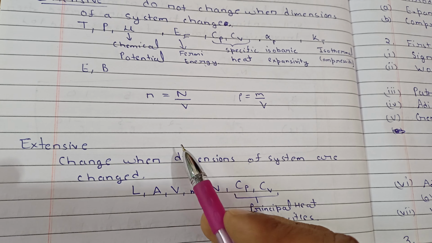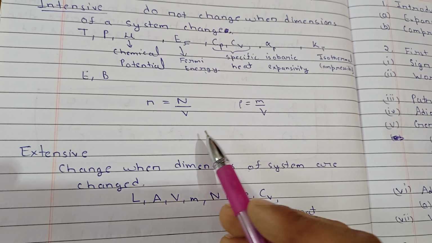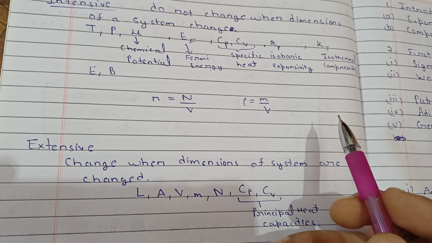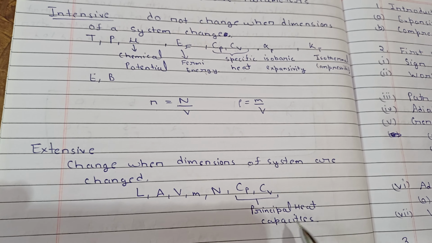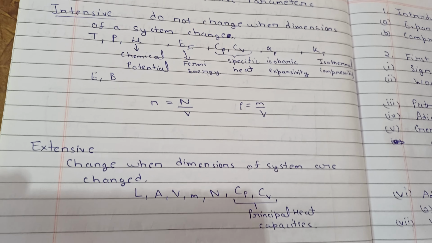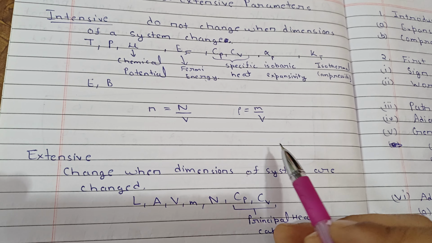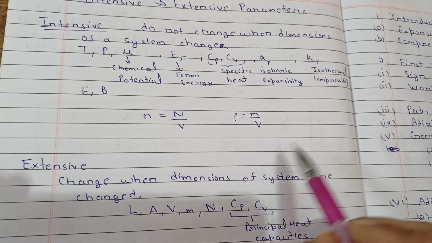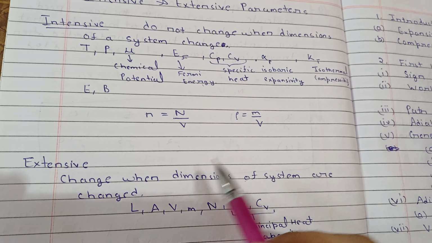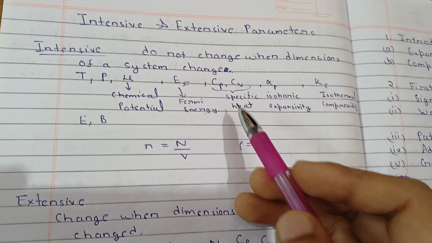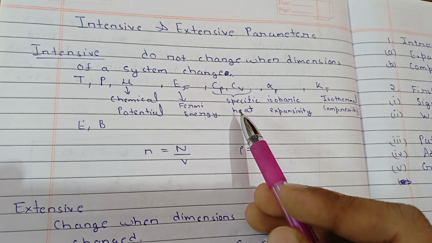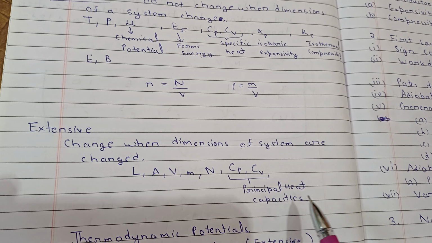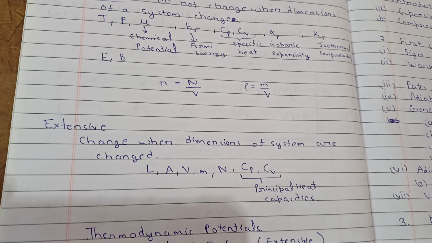Like the number of particles can increase, box length can increase, area can increase, volume can increase, and the principal heat capacities can increase. So what is the difference between principal heat capacity and specific heat? The principal heat capacities depend on the mass. Larger the mass, larger will be the heat required to increase the temperature, and the heat required per unit mass is called the specific heat. So that's why the specific heat is intensive and the principal heat capacity remains extensive.